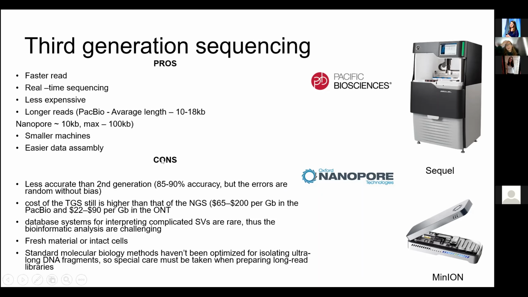Also, data analysis can be a little bit more challenging due to the fact that database systems for interpreting complicated structural variants are rare, and standard molecular biology methods are optimized for short read sequencing. So for obtaining longer fragments for long read sequencing, it is also probable that the optimization of the methods still needs to be done.